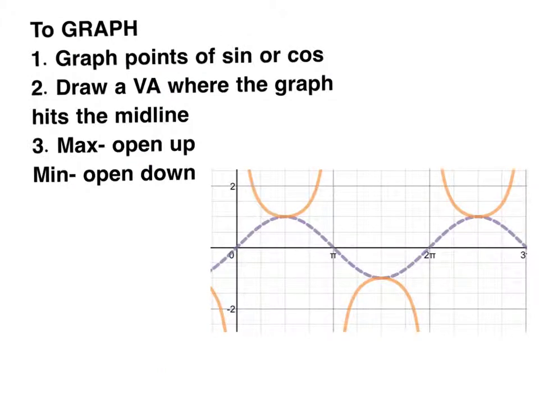So to graph, we have to graph the points of sine or cosine. Right? So here's what we did here with this dashed line. We draw a vertical asymptote where the graph hits the midline. So any of these points, we have vertical asymptotes. And at the maximums, we open up, and at the minimums, we open down.